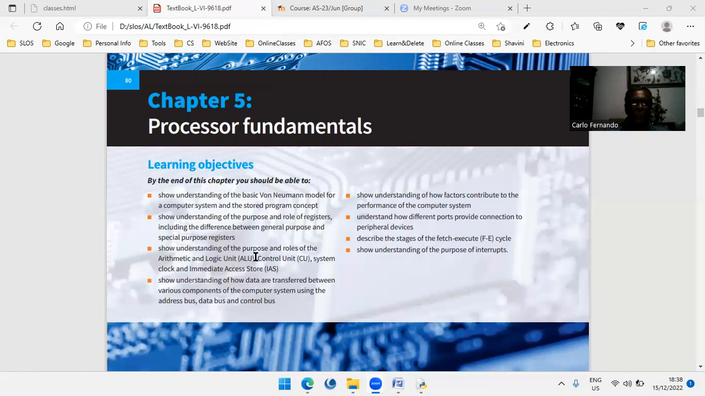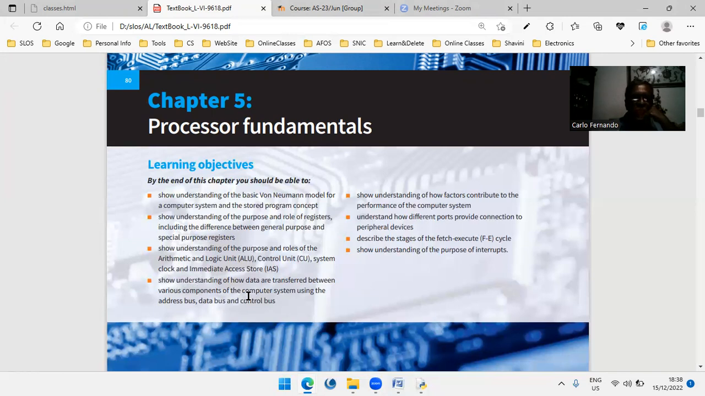And you will also understand the purpose and roles of the arithmetic and logic unit, which is called ALU for short. And you know very well about these things, ALU and the CU, control unit. System clock. I don't know whether you know about it, but there is a clock ticking inside the CPU, and immediate access store, IAS, how the memory is handled. These are the things which are in the CPU.